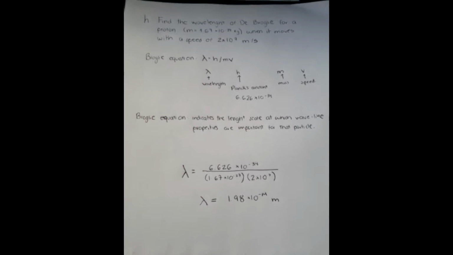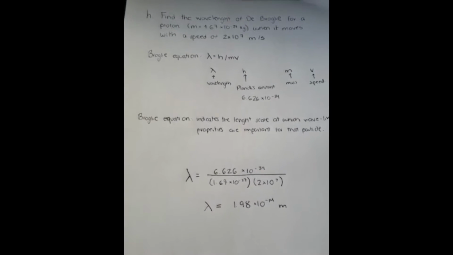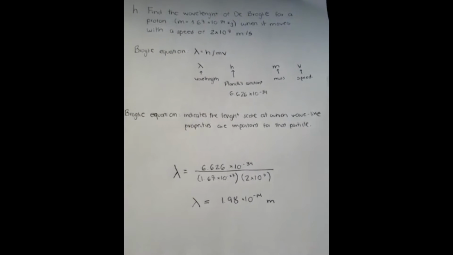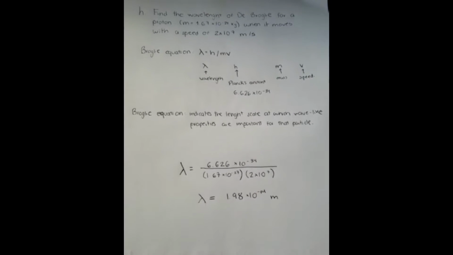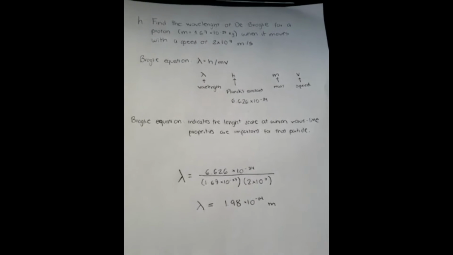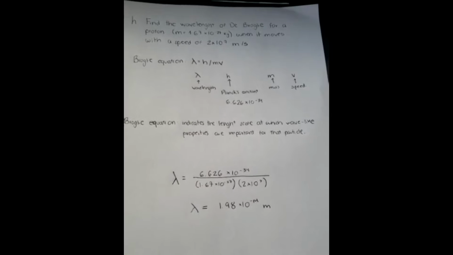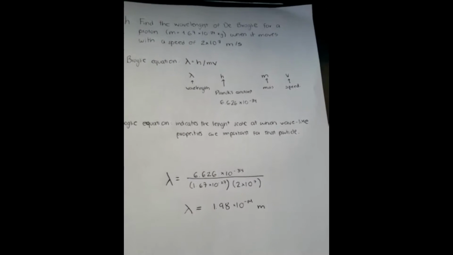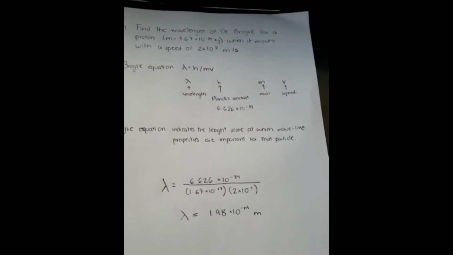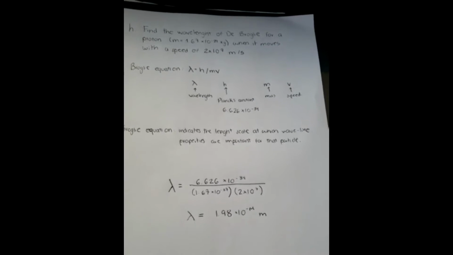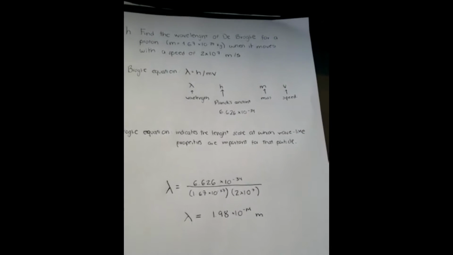We have our problem, which is to find the de Broglie wavelength for a proton. We have the mass there, and it moves with a speed of 2 times 10 to the 7, and the units of speed. Now we have the de Broglie equation, which gives the wavelength. It's the Planck constant divided by mass times speed. For those who don't know the value of the Planck constant, it is 6.626 times 10 to the minus 34. The de Broglie equation indicates the length scale at which wave-like properties are important for the particle.